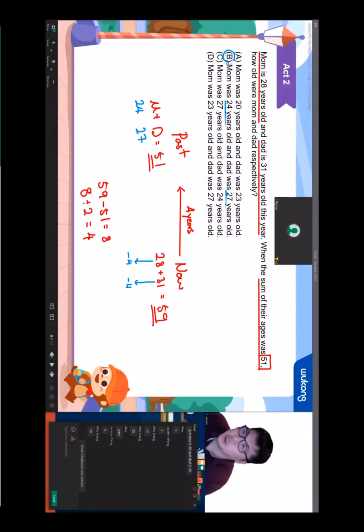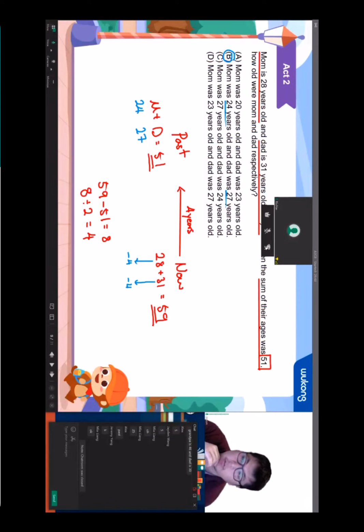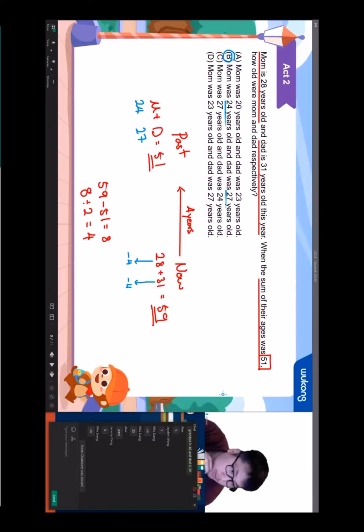So that's why the answer is B. Does that make sense, Richie? Yes. Okay, very good. Well done, Richie. Thank you very much for helping me out. So yes, everybody, this is how you do this question. You need to look at the sum and think, do we need to work with the past or do we need to work with the future?